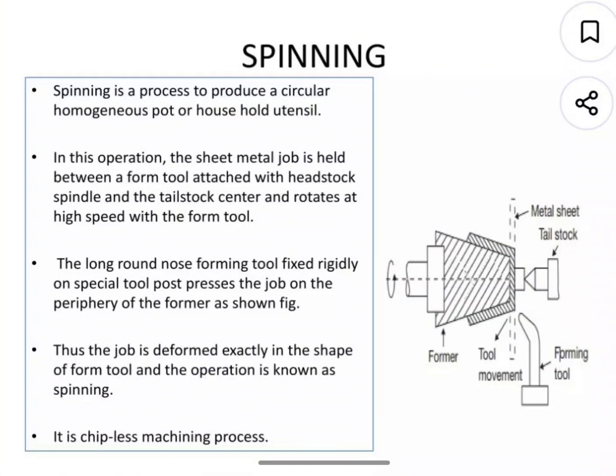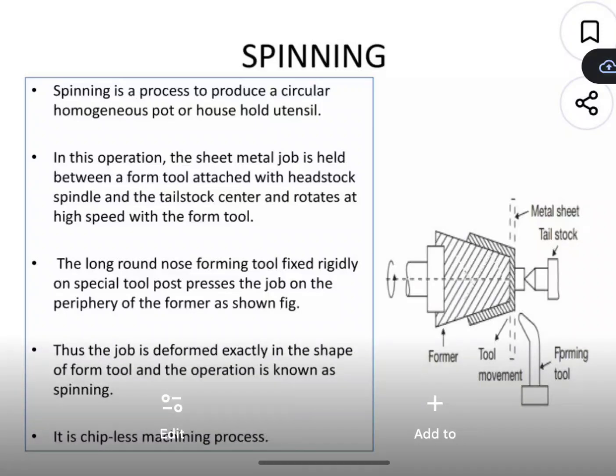The last one is spinning. Spinning is the process of producing circular, homogeneous shapes such as household utensils. In the operation, the sheet metal job is held between the tool attached to the headstock spindle and the tailstock center, rotating at high speed with the tool.